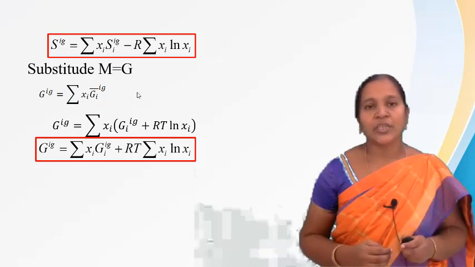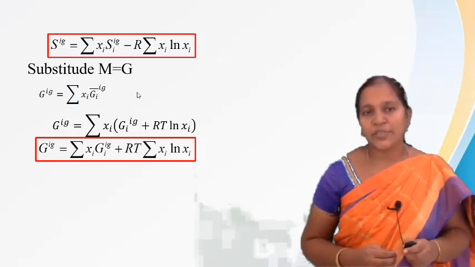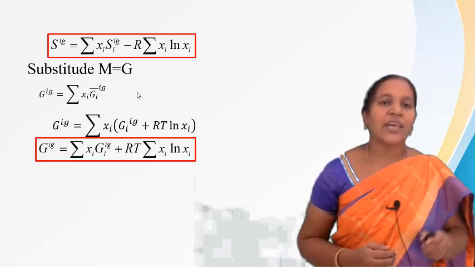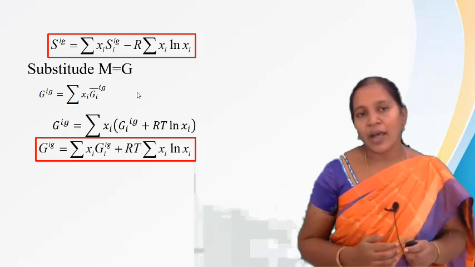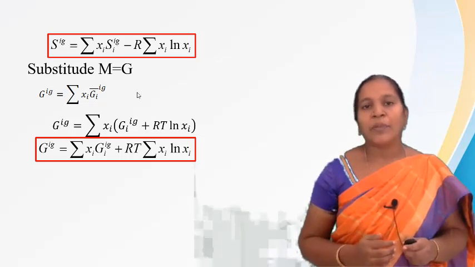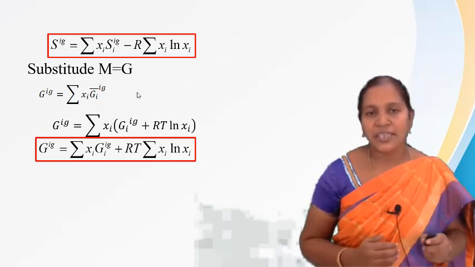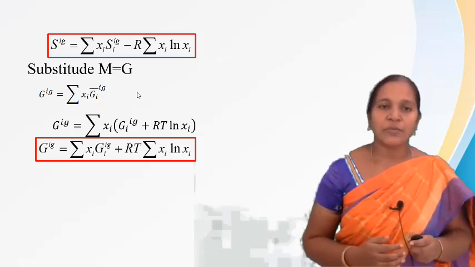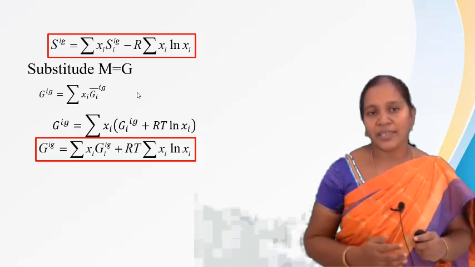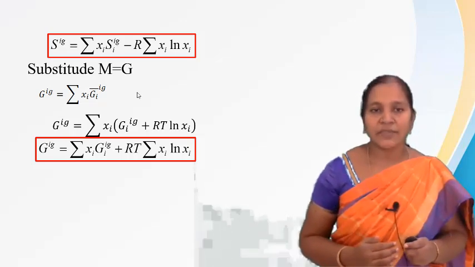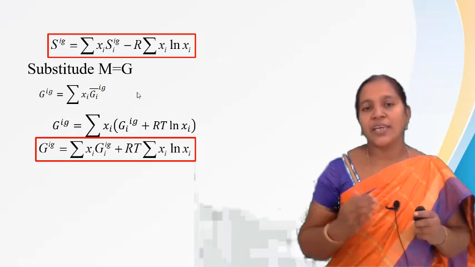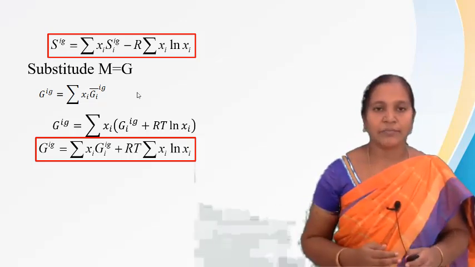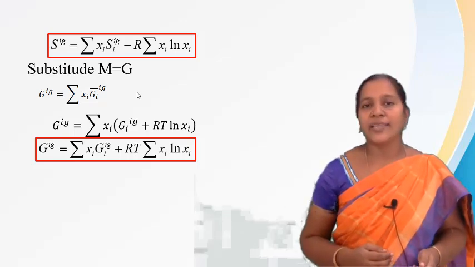Then substitute M with Gibbs energy. That is G^ig is equal to sigma Xi Gi bar ig. Previously we derived Gi bar ig is equal to Gi^ig plus RT ln Xi. Then substitute in place of Gi bar ig. Therefore, G^ig is equal to sigma Xi Gi^ig plus RT sigma Xi ln Xi. This is about ideal gas mixture.